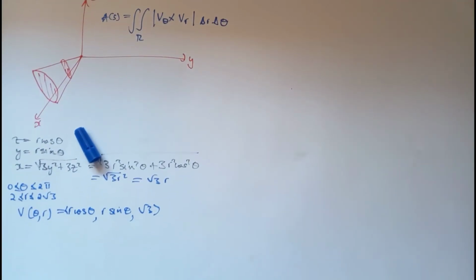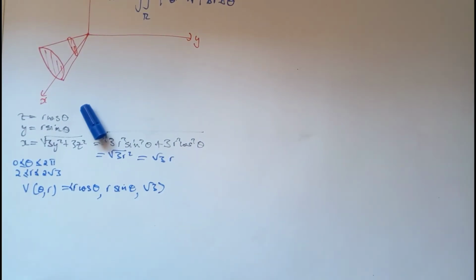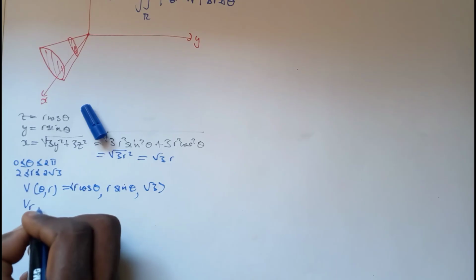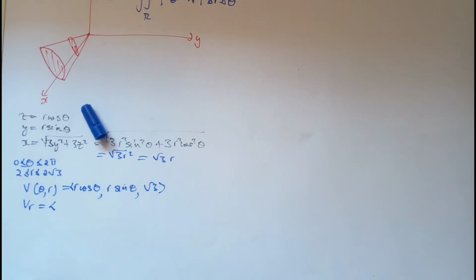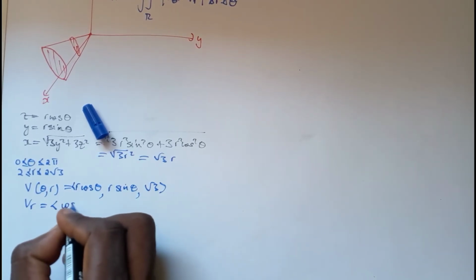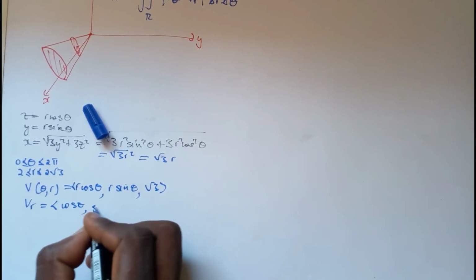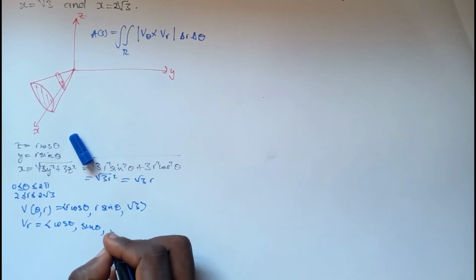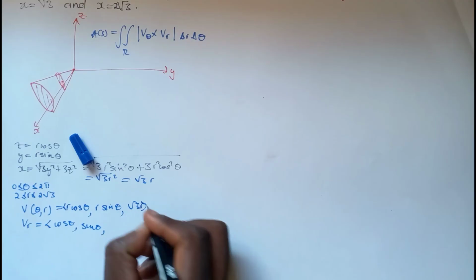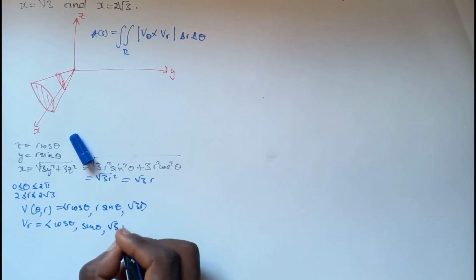Okay, so here we need to find vr. That means I'm just simply going to differentiate with respect to r. So I'm going to have cos theta here, and sine theta here, and this is root 3 r. So we're just going to have root 3.